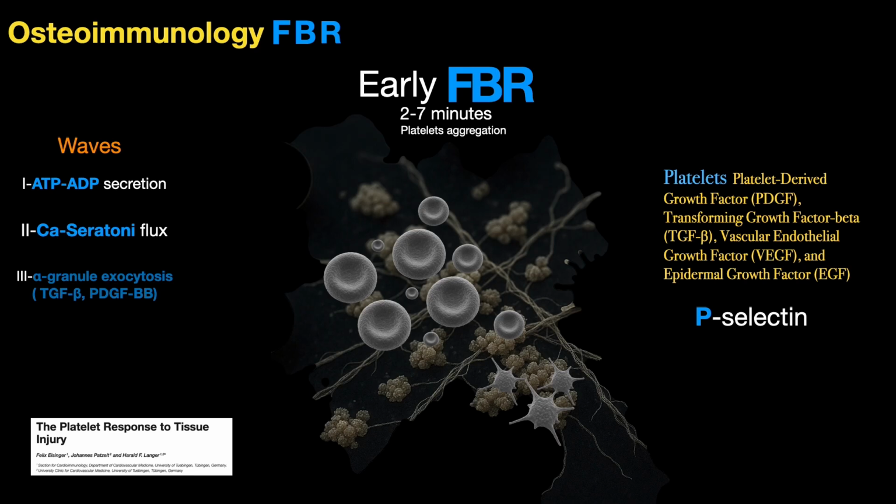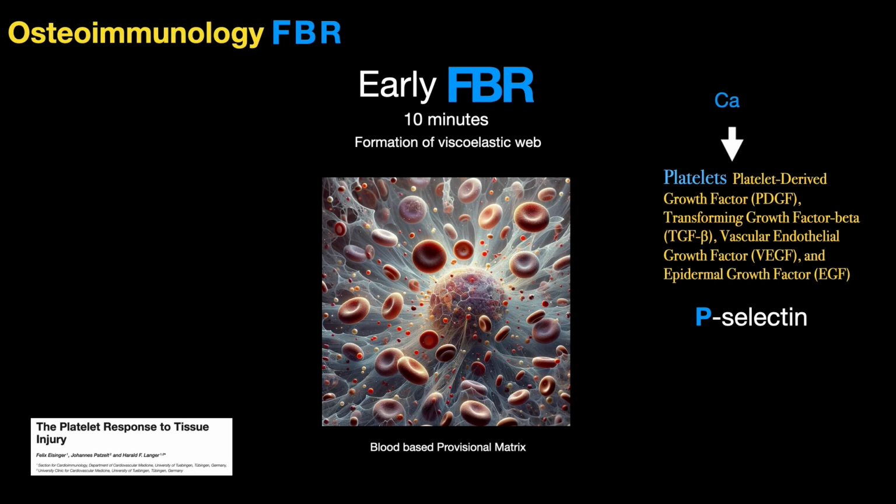Platelets aggregate relatively quickly, and they produce a lot of factors that are extremely important in healing, such as TGF-beta, vascular endothelial growth factor, epidermal growth factor, or platelet-derived growth factor. Those factors and the number of platelets are influenced by calcium. So calcium induces and increases the production and aggregation of proteins and also P-selectin.